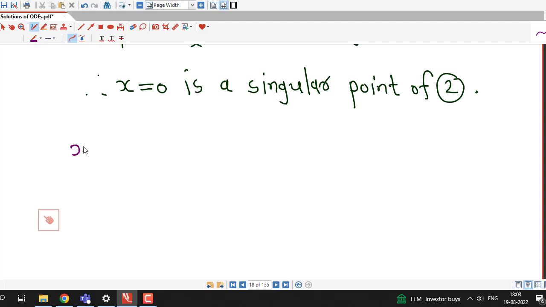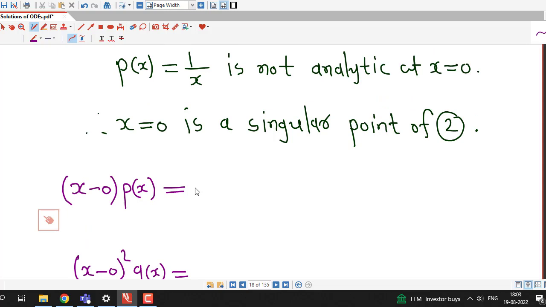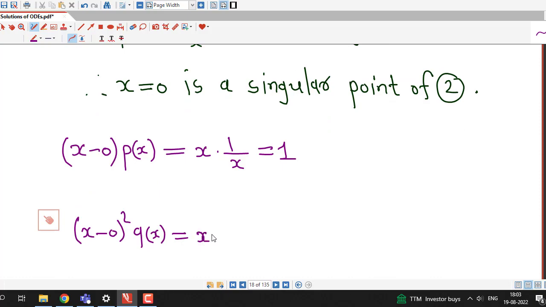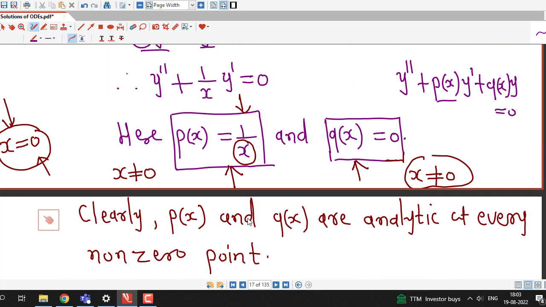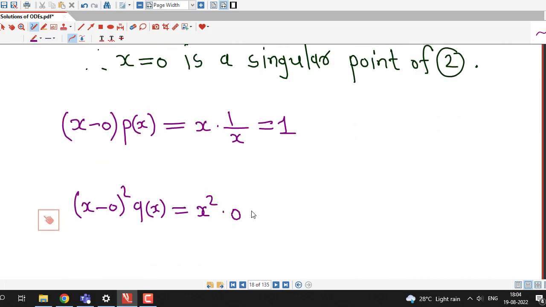For that we have to decide these two quantities, x minus 0 into p of x and square of x minus 0 into q of x. If these two quantities are analytic at x equal to 0, then x equal to 0 is a regular singular point, otherwise it is an irregular singular point. Now the value of p(x) is 1 by x, so x minus 0 into p(x) is x times 1 by x, which is equal to 1, and for the second, x squared times q(x), the value of q(x) is 0, so we have x squared times 0, which is 0.